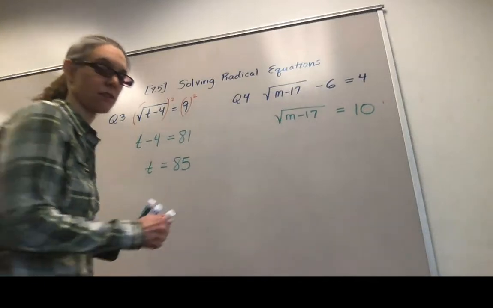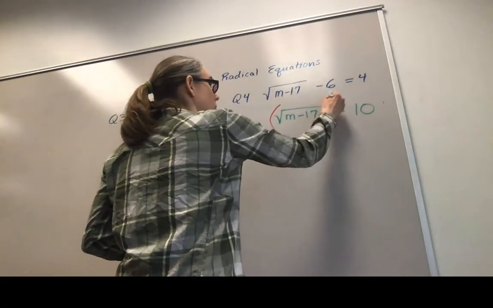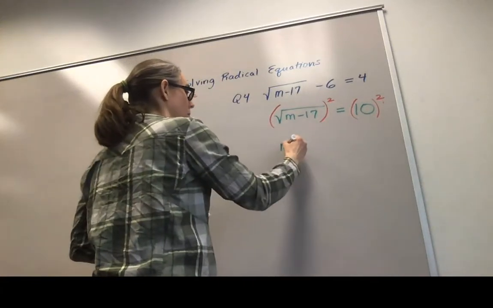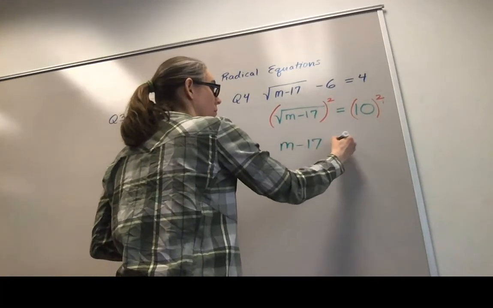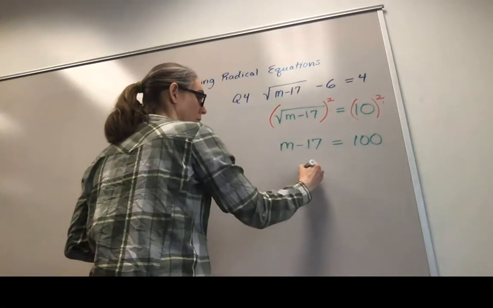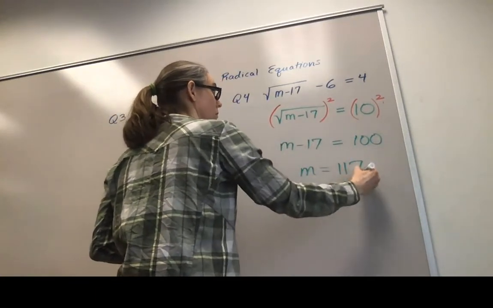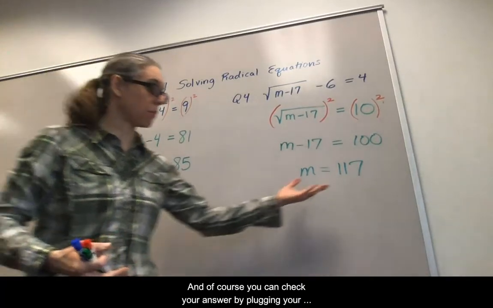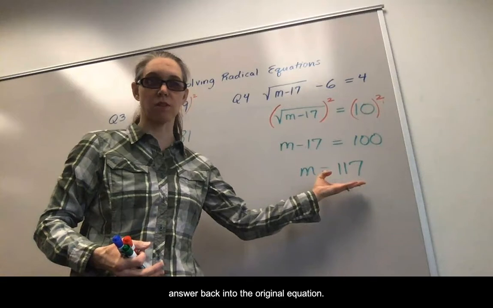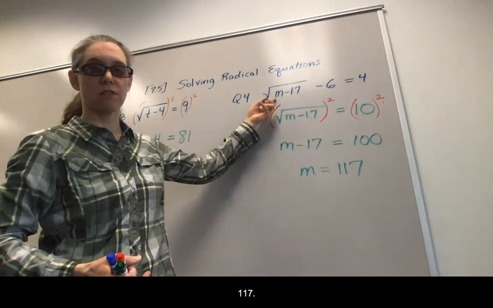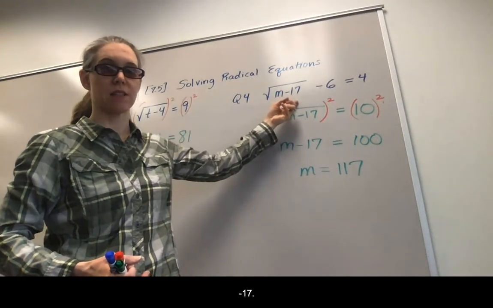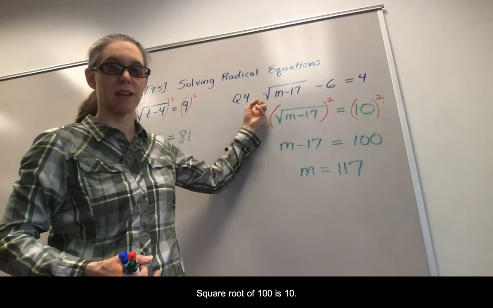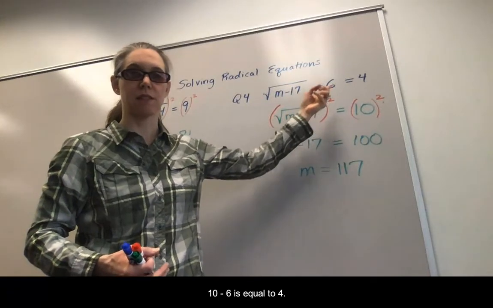Now square both sides. And of course, you can check your answer by plugging your answer back into the original equation. 117 minus 17 is 100. The square root of 100 is 10. 10 minus 6 is equal to 4.